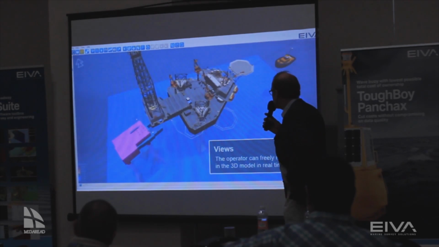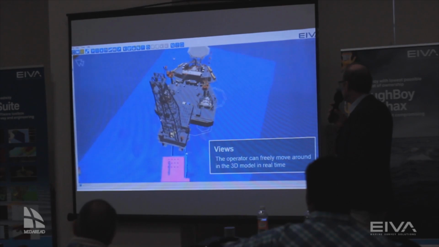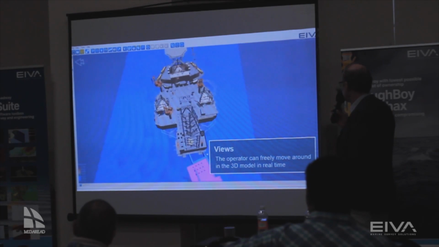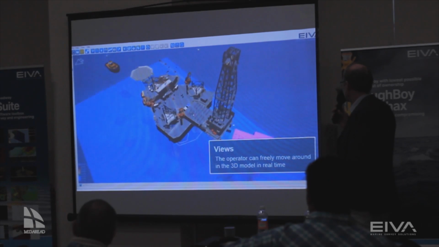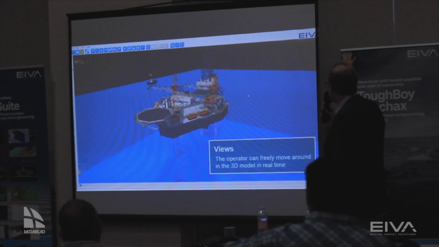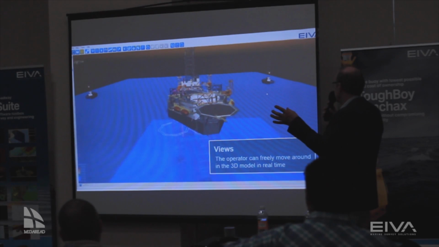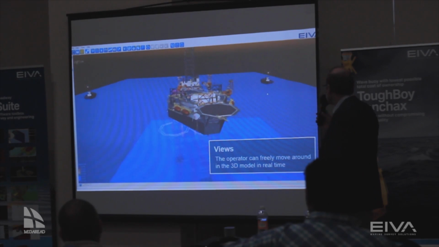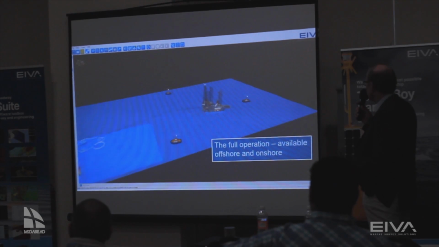Now we are showing here that the operator is free to move around and to have a look from each side of your rig, and to get a good overview of what is happening at the moment. This can be useful, especially when the rig is very close to the platform, and you want to monitor what is going on, and whether there are any obstacles, or when I want to move down my drilling rig. So now we are showing the full operation in 3D again.